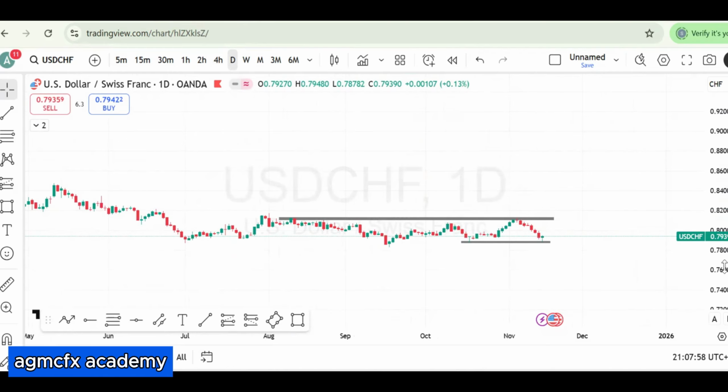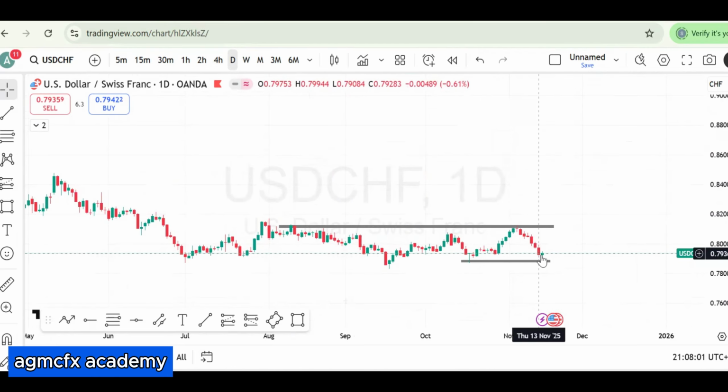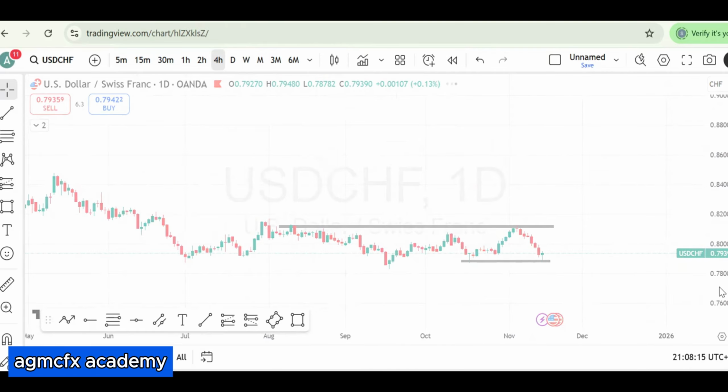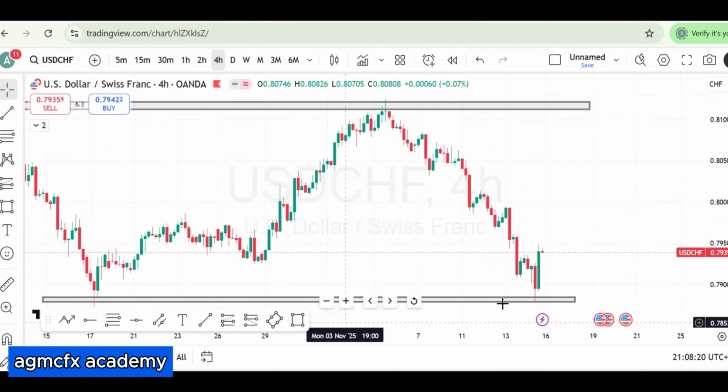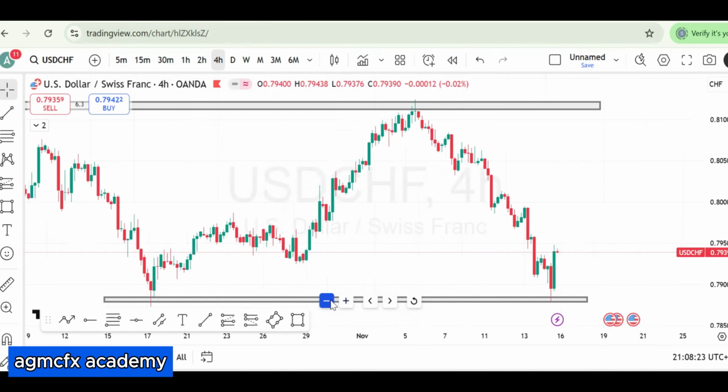So this is the daily. You can see we have a support level, a support zone, and a resistance zone here. So the market maintains this support zone, so we'll be looking for an opportunity to buy to the next level. But let's look at what is going to happen and an opportunity we can use on the daily, on the 4 hours time frame.